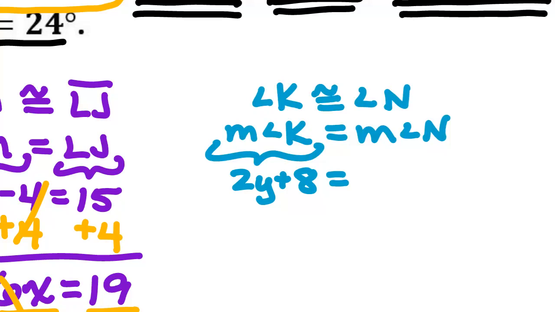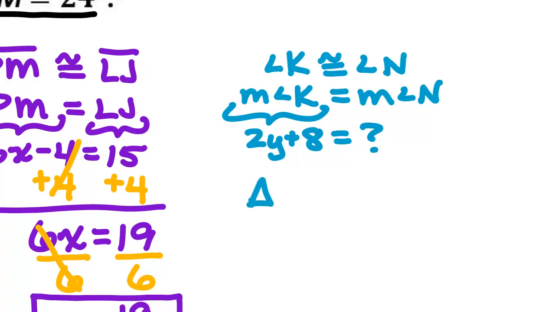How big is angle N? We don't know. Then I'm stuck. I'm not going to be able to find y by doing this. What other way do we have of finding angles other than using our congruence? What did we learn earlier this week? Triangle sum theorem. Let's try to use our triangle sum theorem then.